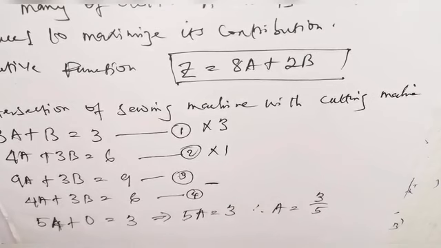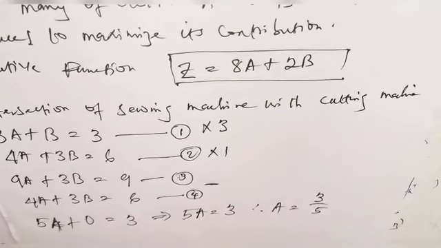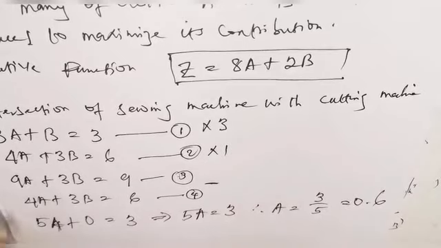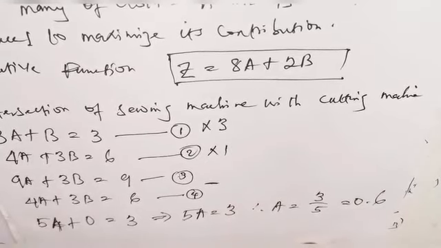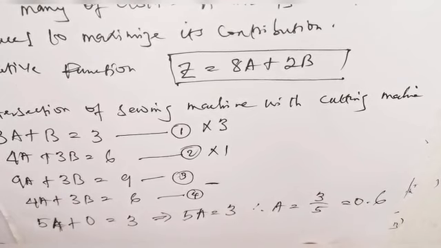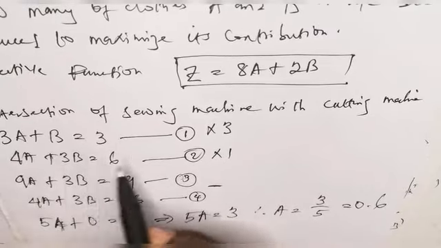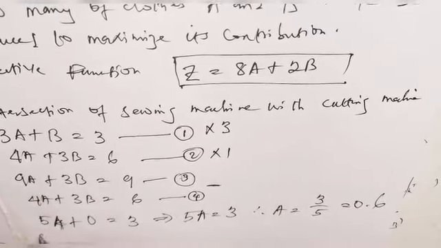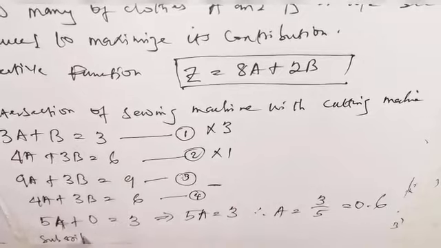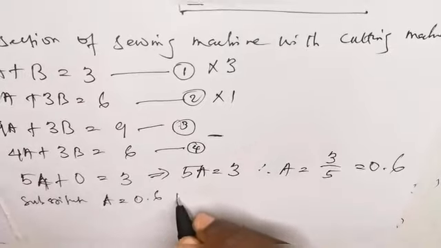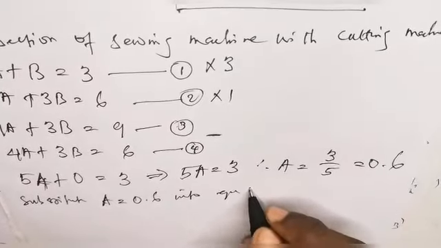So let's get the decimal equivalent of that value. 3 divided by 5, the decimal equivalent is 0.6, so it means that a is equal to 0.6. Now if a is 0.6, you can use the substitution method at this point: put the value of a into any of the equations and obtain the value of b. So let's put it into equation 1, so substitute a, which is equal to 0.6, into equation 1.